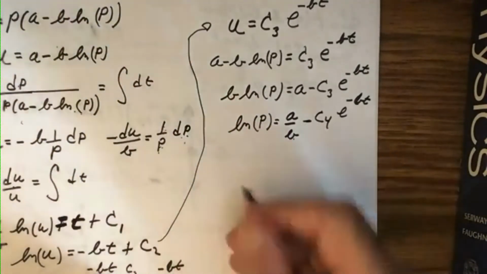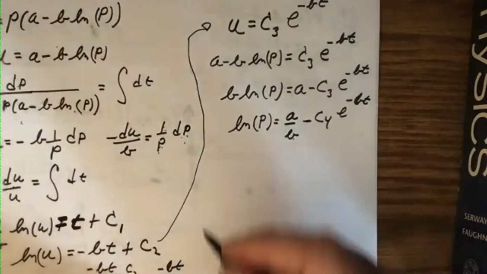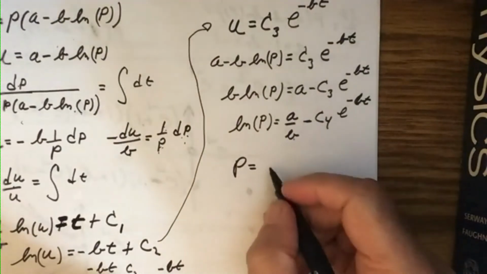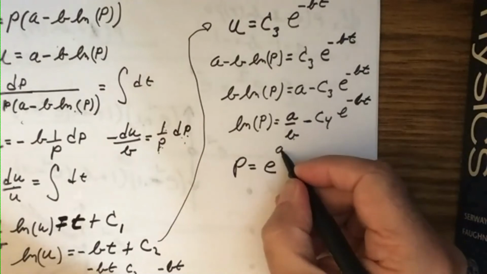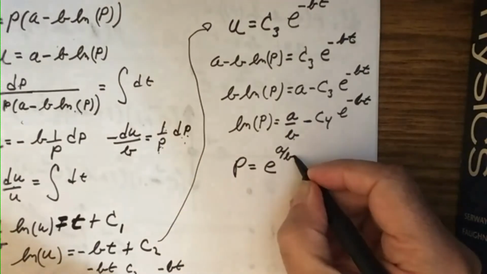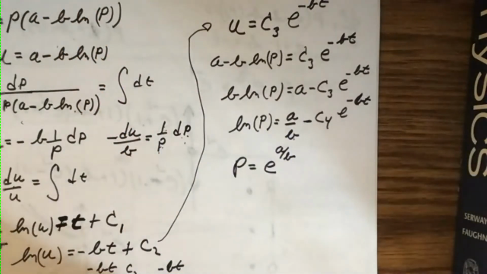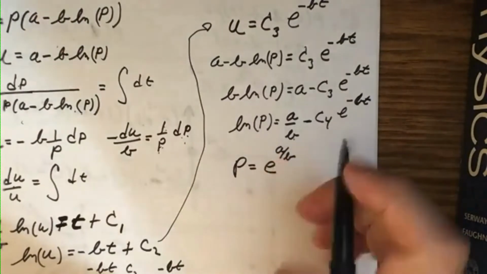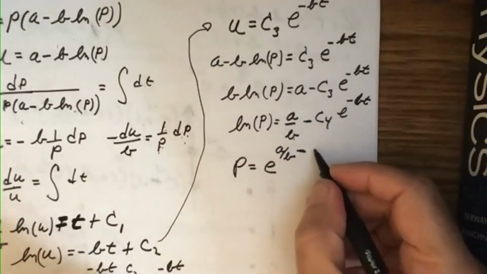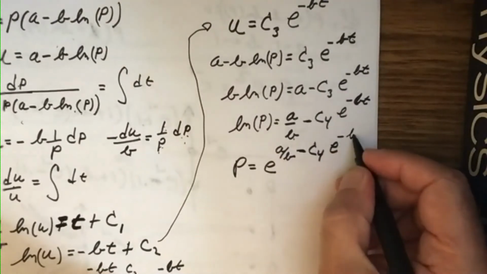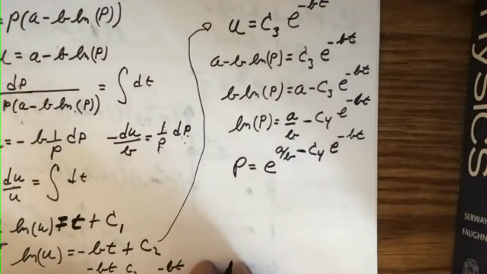All right. So now I get p. Take the exponential of both sides. I get p is equal to e to the a over b, right? E to the a over b. Let's see. And then this is going to be minus, right? C4 e to the minus bt. Okay. So far, so good.